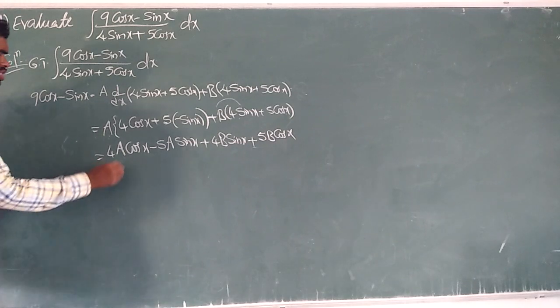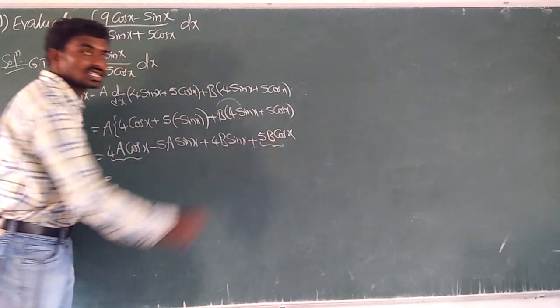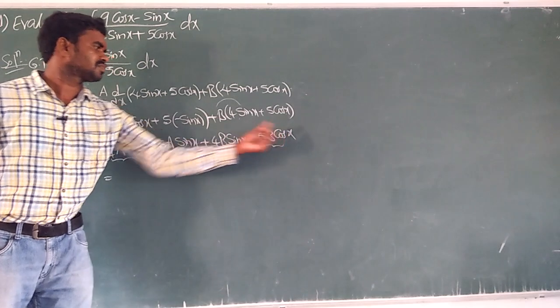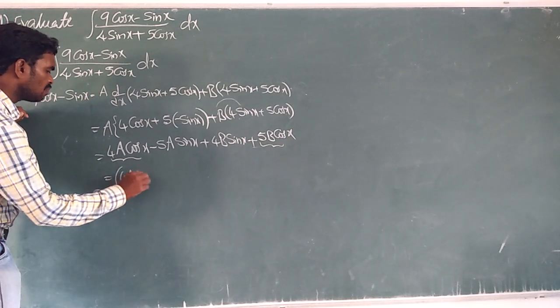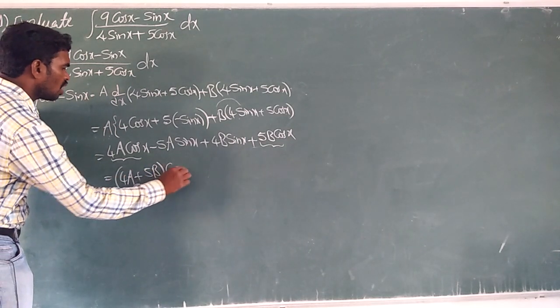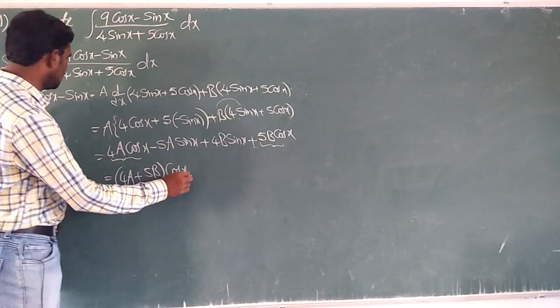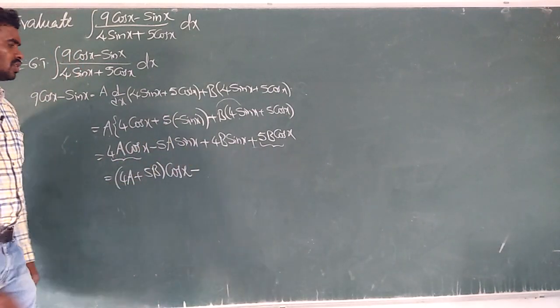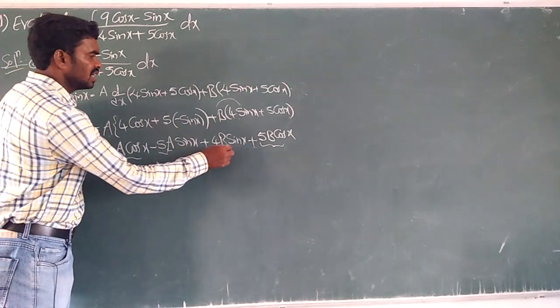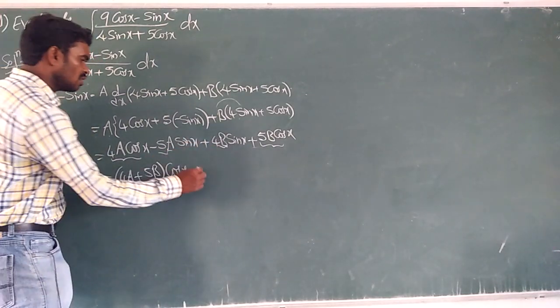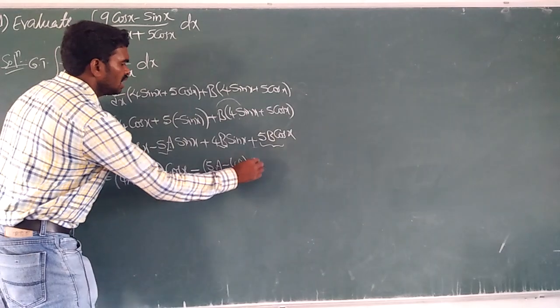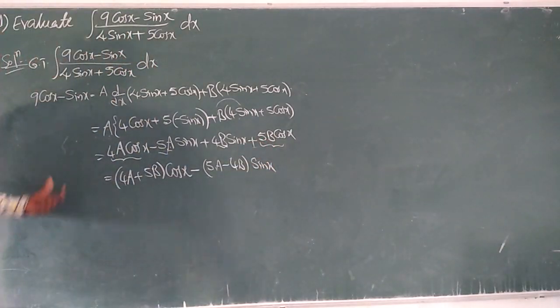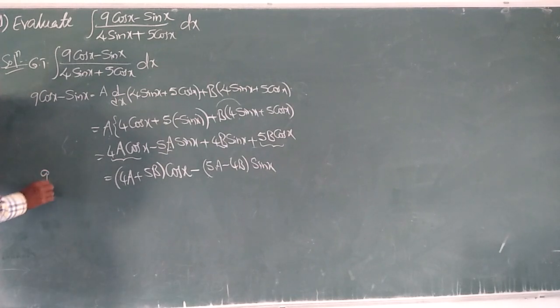So what are the cos x terms? Here 4a cos x, here 5b cos x. Taking cos x common, we get (4a plus 5b) cos x. Next, similarly, the sin x terms. Here minus 5a, here 4b, and taking the minus common, we get minus (5a minus 4b) sin x. And the left hand side is 9 cos x minus sin x.